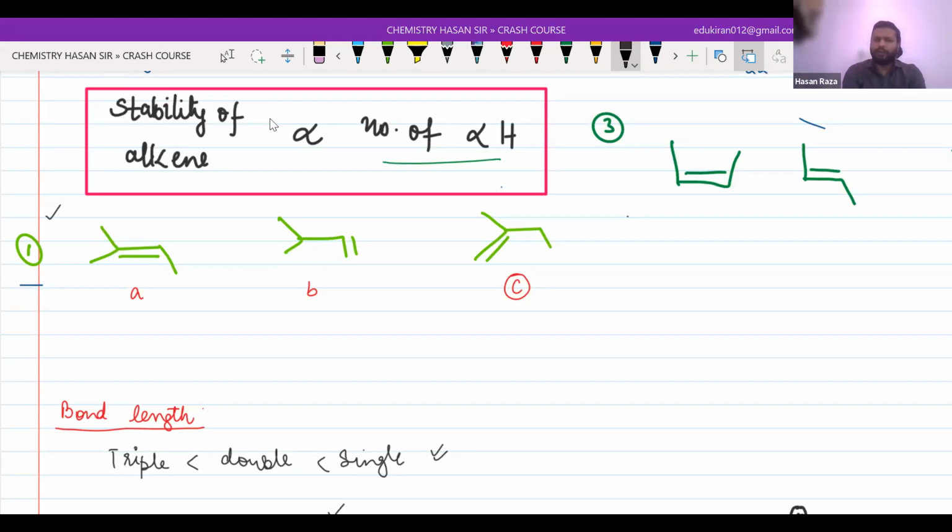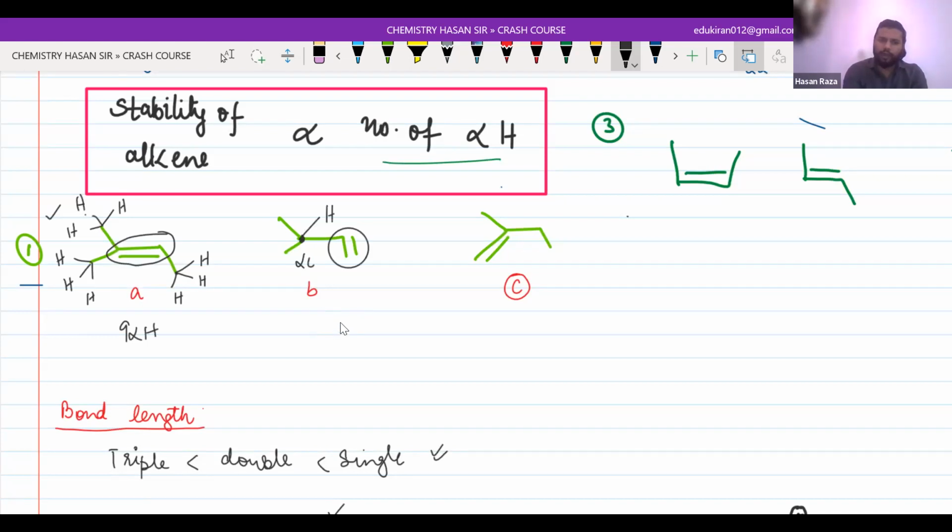Three alpha hydrogen or three alpha carbon? See, we don't go for alpha carbon, instead we go for alpha hydrogen. So with respect to this, we have 3 alpha carbon and each alpha carbon is having 3 alpha hydrogen. Very good. So total 9 alpha hydrogen. Now with respect to this, you can see only 1 alpha carbon is there and this has only 1 hydrogen. That's why 1 alpha hydrogen.